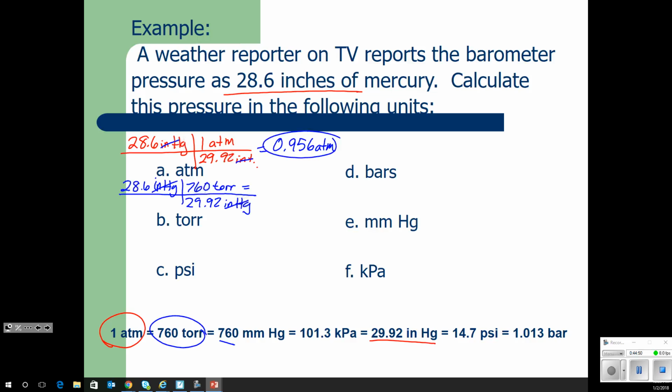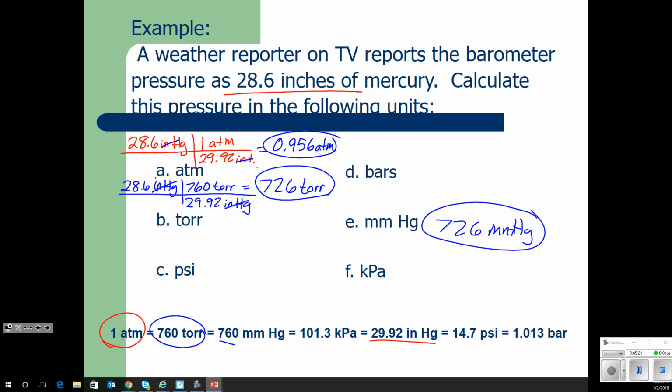Okay, anybody got an answer for the second one? Somebody do the next one real quick. It should be just less than 760, right? Should be just less. 726. Now, this is important. Torr is the same thing as millimeters mercury, so I can really quickly put millimeters mercury right here.